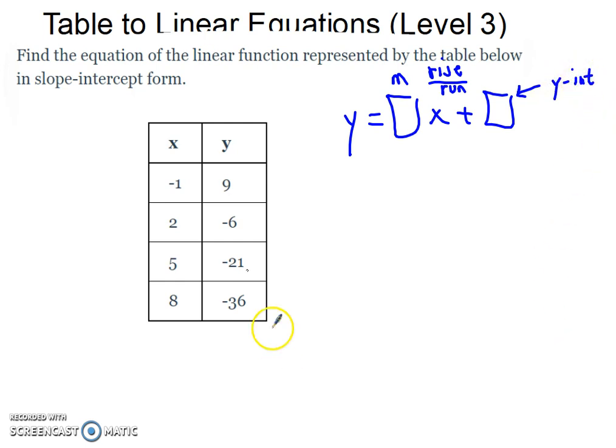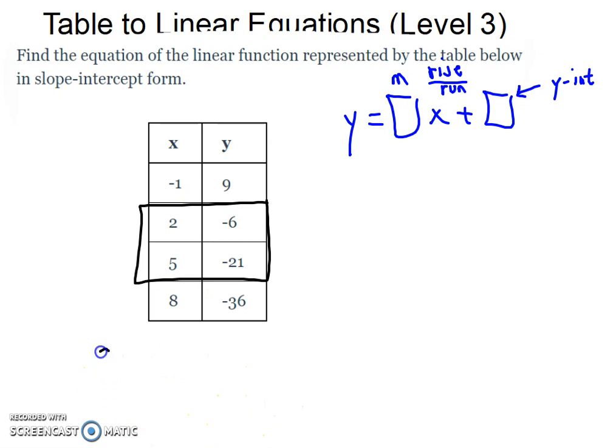So again, I could graph all these points and look and see where they cross the y-axis. That would give me this number. And then I could count up or down and count to the right and see what the rise and run are and get this number. But I can figure it out from here. Here's what I'm going to point out. If you pick any two pairs of numbers here, like we'll just pick this pair right here, that's the points 2, negative 6, and 5, negative 21.